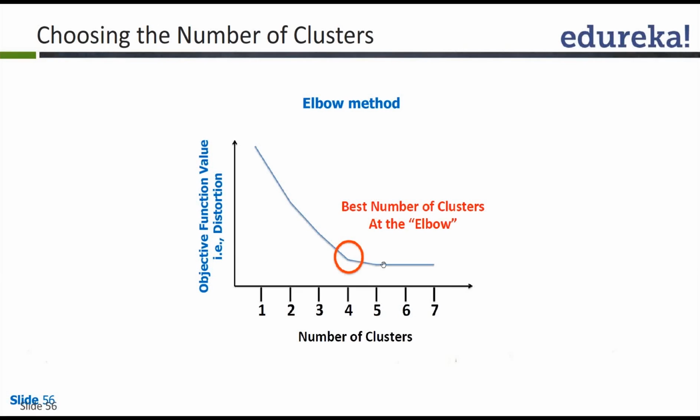Okay, Dilip says, what happens if distance D1 and D2 are equal to both centroids? Then in that case, I'll randomly assign it to one of them. It doesn't matter.